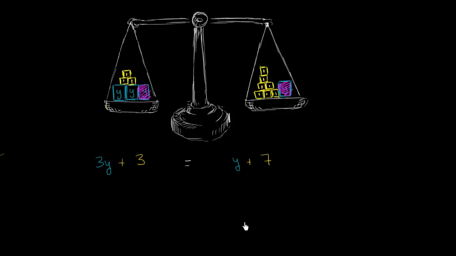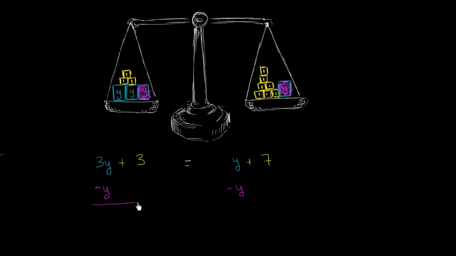Now what would that look like algebraically? Well, I removed a y from both sides. So I subtracted y from the left-hand side, and I subtracted y from the right-hand side. That's exactly what I did. It had a mass of y. I don't know what that is, but I did take it away. I lifted that little block.